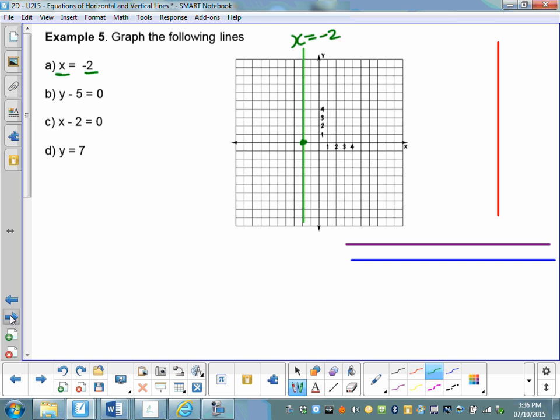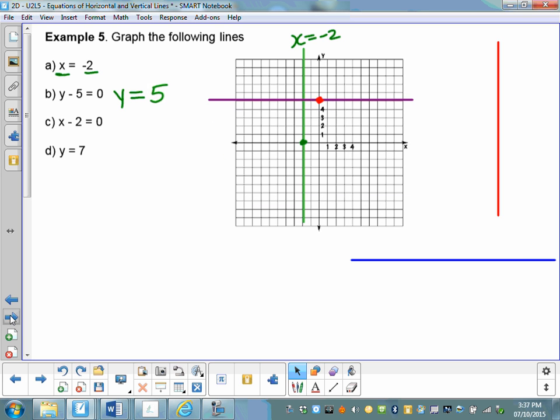In the second one, you can see the y isn't by itself. I'm actually going to rewrite it so that it's y equals 5. So on my graph, I have to go to 5 on the y-axis, and I need to put a line that crosses the y-axis at 5. So that's going to be the line that is y equals 5.